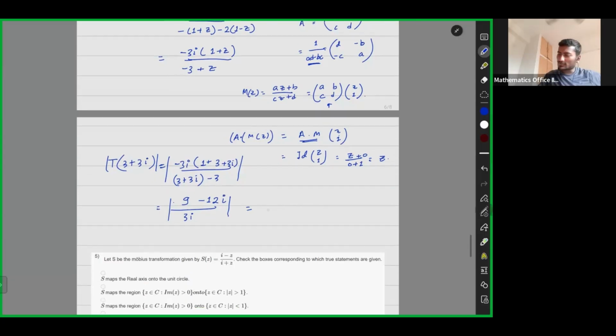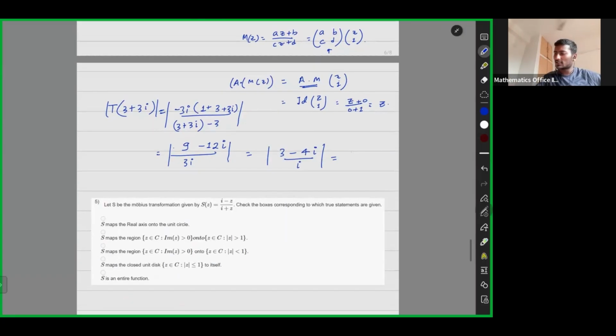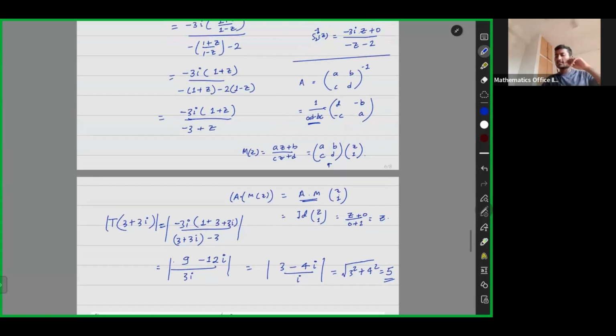Okay, thank you. So for solving it further, you get 3 minus 4i divided by i. You take modulus of numerator and modulus of denominator, you get the square root of 3 square plus 4 square, nothing else. And it is 25 over i. So this is the way you get the solution.